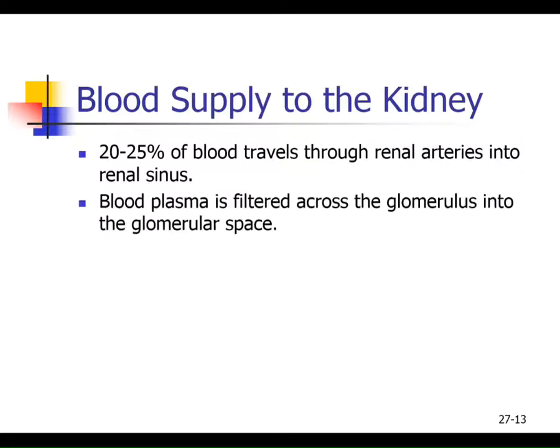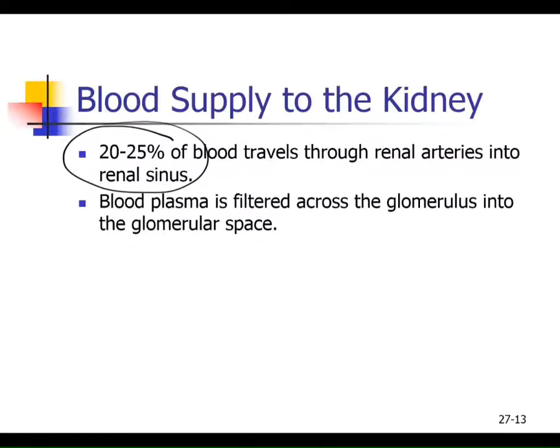Just to give you some numbers here, a fifth to a fourth, 20 to 25% of all of your blood, every time it comes down the aorta, is going to take a split and go to your kidneys. This is a massive filtering machine, 24/7. Lots and lots of blood going to your kidneys.